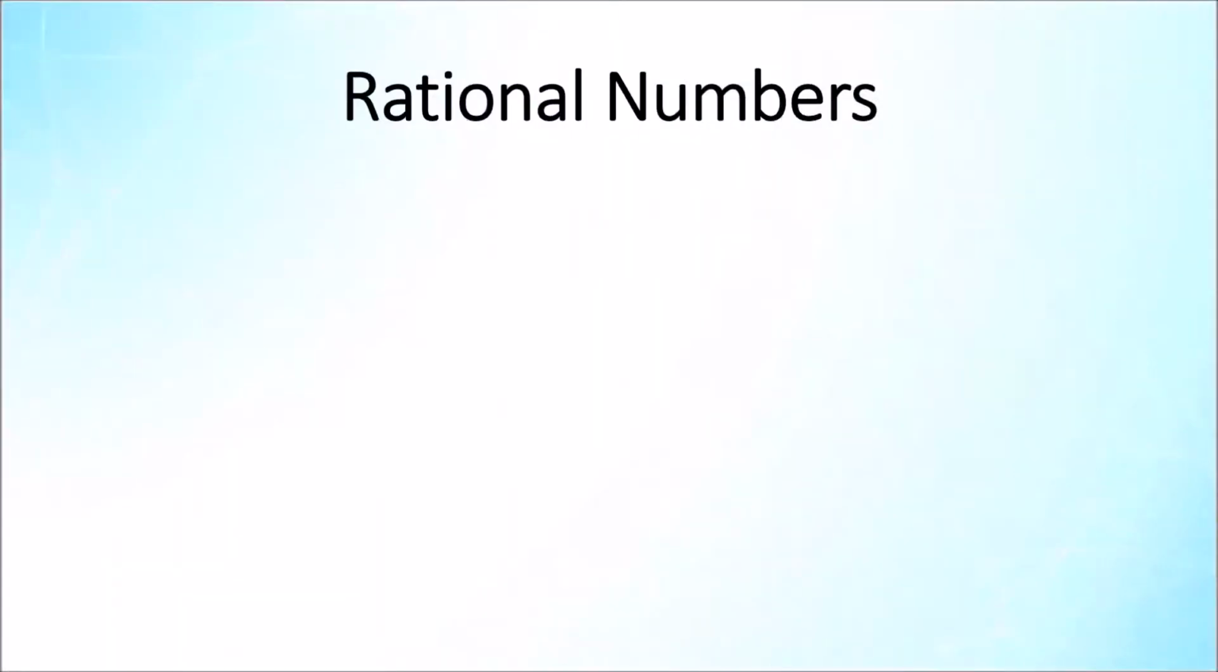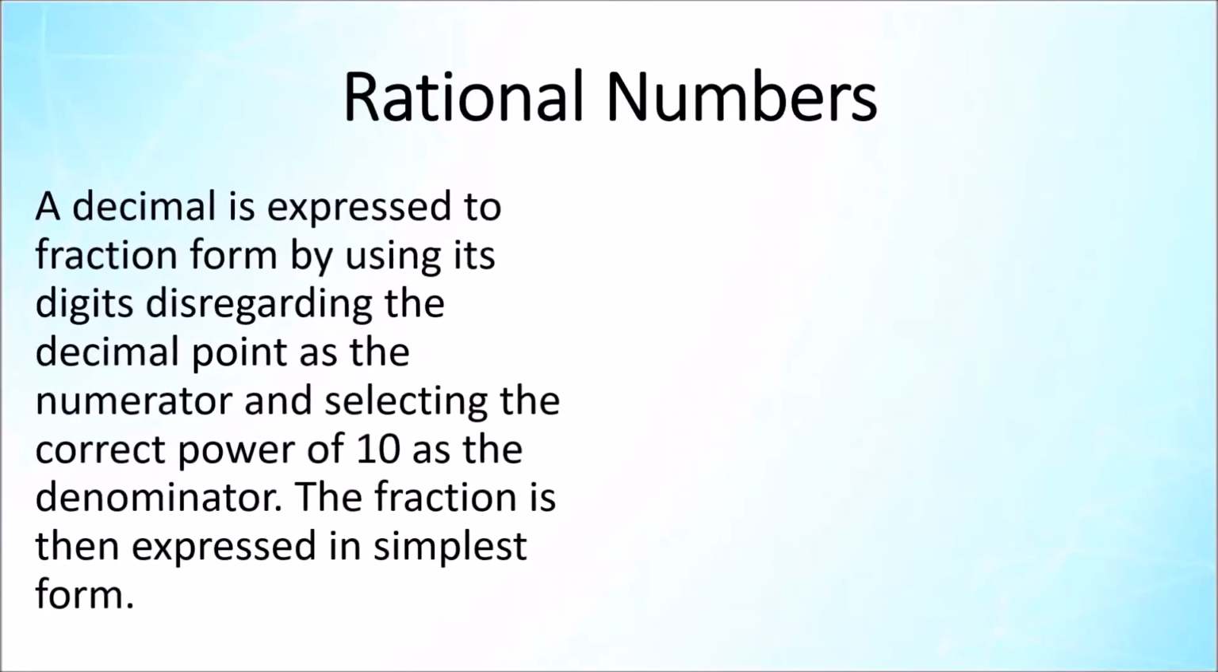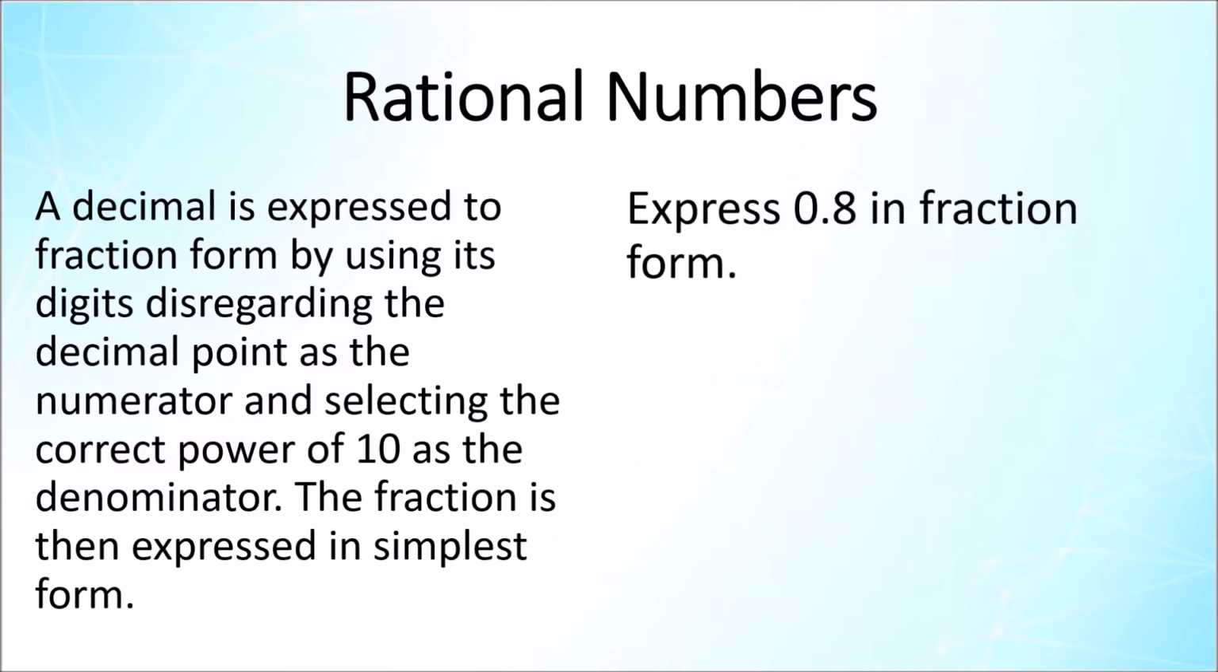Now, a decimal is expressed in fraction form by using its digits, disregarding the decimal point, as the numerator and selecting the correct power of 10 as the denominator. The fraction is then expressed in simplest form. So, express 0.8 in fraction form.